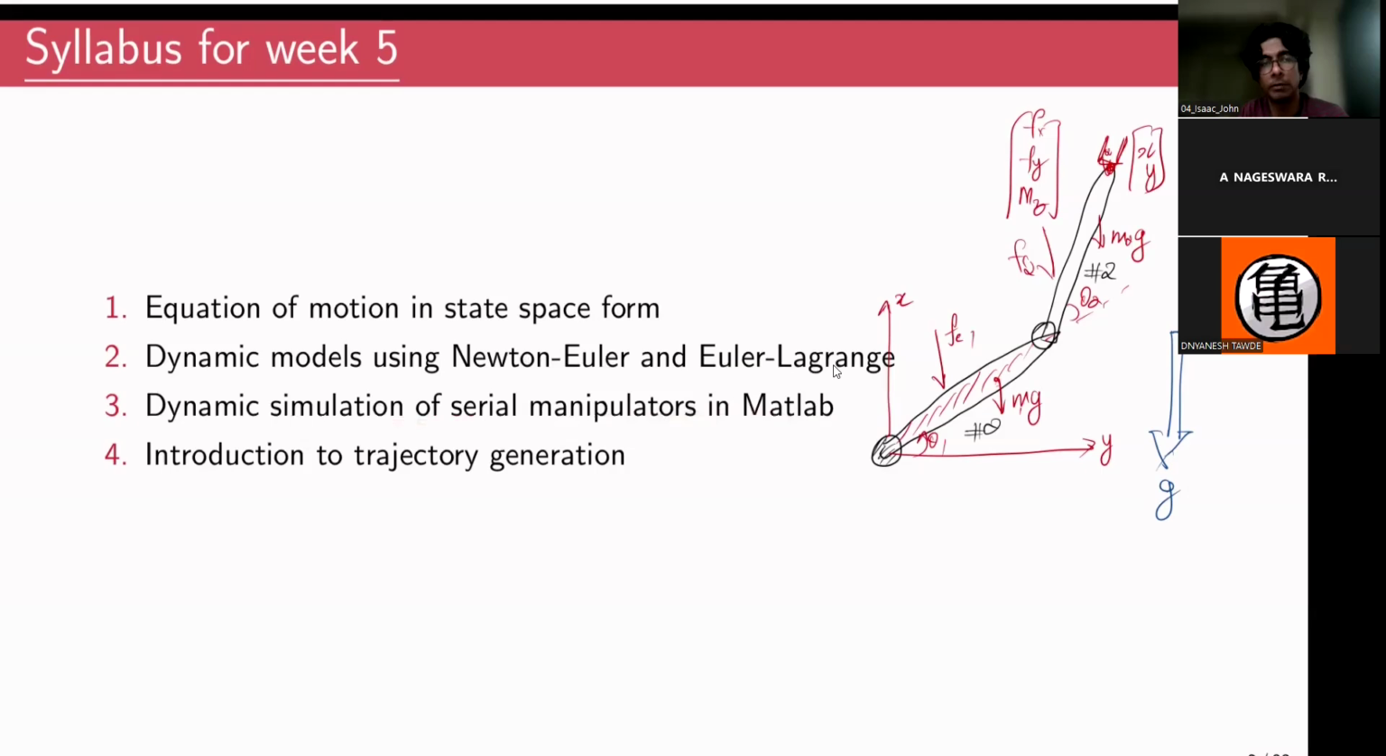In the weekly lectures, we have also seen some dynamic simulations of serial manipulators performed in MATLAB. And at the tail end of this lecture series, we covered an introduction to trajectory generation, how to define a trajectory if you want a robot to move from a start position to an end position. But we'll leave the discussions on trajectory generation for the upcoming week, for the week 6 live sessions.